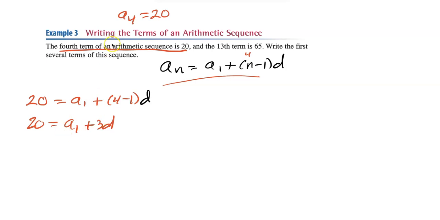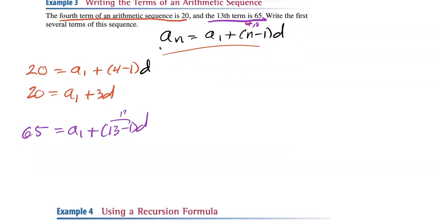They also tell us the 13th term is 65. So A13 equals 65. Same idea. When I plug in 13, I get 65. So 65 equals A1 plus 13 minus 1 times the common difference D. So this is 12. So 65 equals A1 plus 12D. Now we have two equations with two unknowns. We're going to solve it like we solve anything. We can do elimination, we can do substitution, any way we want.